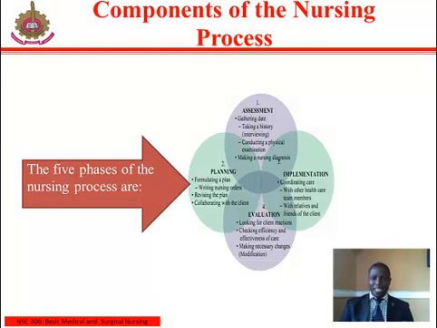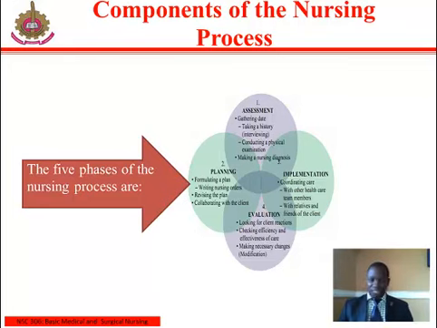Number 3 is planning. The basis for the next phase of the nursing process is nursing diagnosis. Planning care to address the client's health problem. Planning includes setting priorities, establishing goals, and selecting interventions.